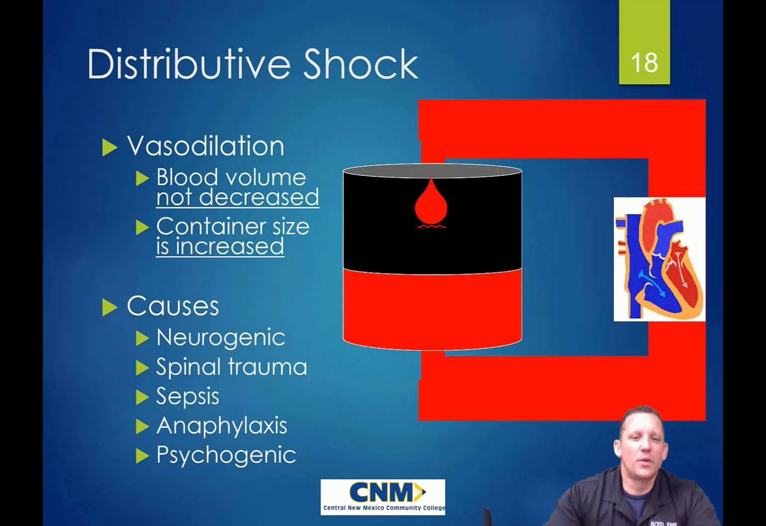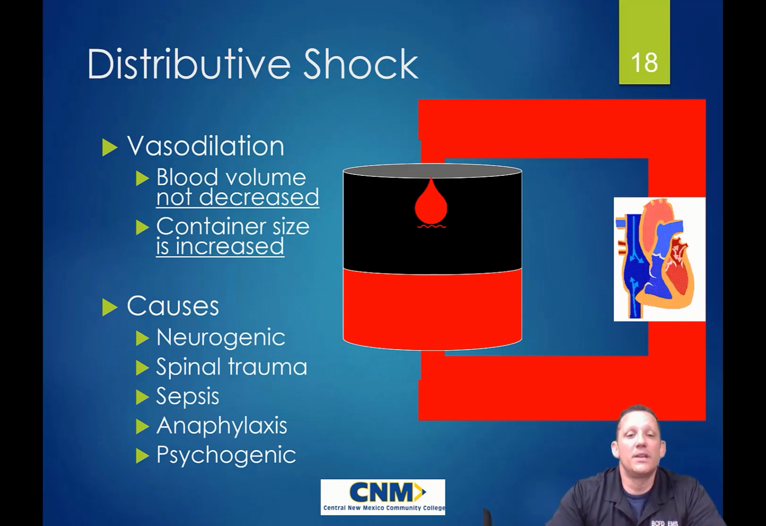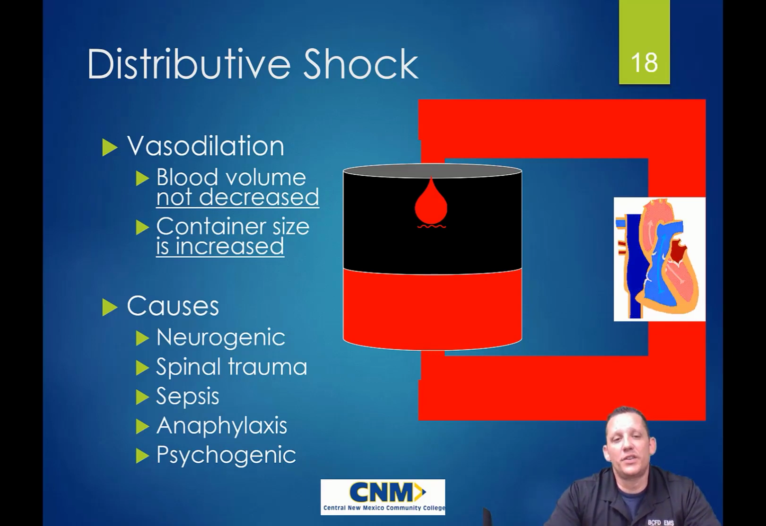So some of the causes for distributive shock are neurogenic. In that case, quite simply, somebody has some kind of neural component, or they have some kind of trauma, right? And then we have the spinal trauma, where if you sever the spinal cord or you compress it and you're unable to let the spinal cord send signals to the small, smooth muscles inside the vasculature, once they're not told what to do, they just completely dilate.